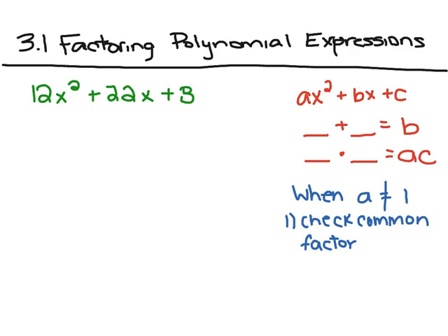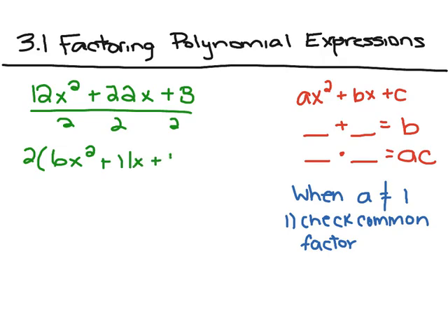Okay, for the next one, 12x squared plus 22x plus 8. If you look at it, you can see that they all have factors of 2. So it's much easier to divide a 2 out first. So we're going to be left with 6x squared plus 11x plus 4. So now we're going to factor, so blank plus blank equals 11, and blank times blank is equal to 4 times 6, which is our a and our c, which is equal to 24.